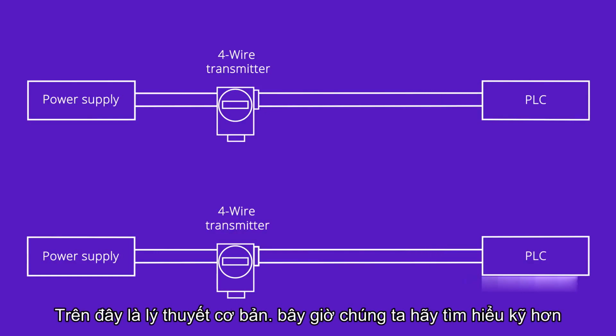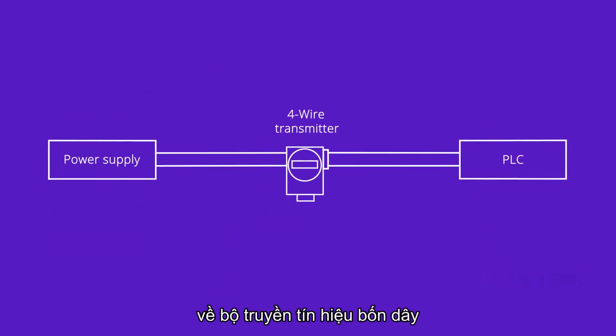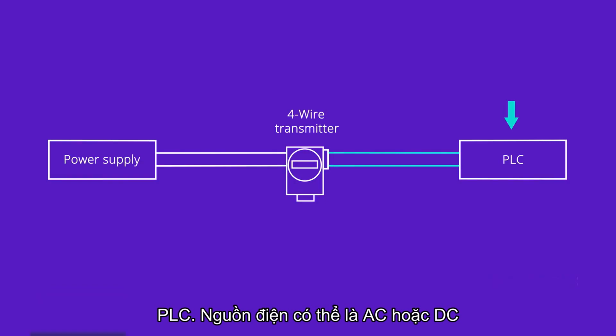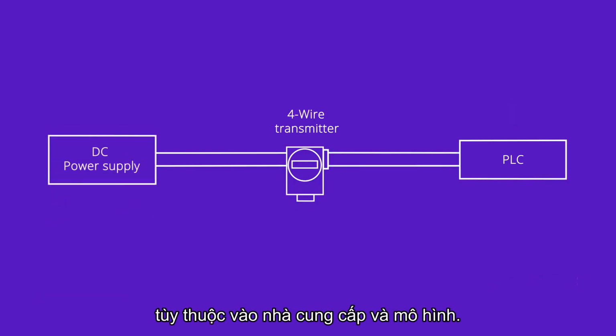Okay, we've covered some basics. Now, let's dig a little deeper. A 4-wire transmitter has 2 wires connected to a power supply and 2 signal wires connected to the PLC. The power supply can be AC or DC, depending upon the vendor and model.